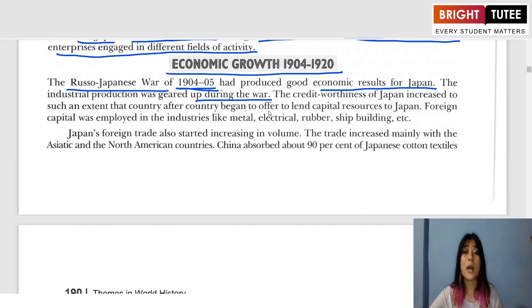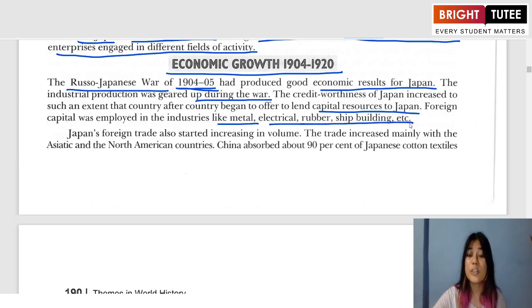They had to supply equipment, they had to manufacture tools to provide to the soldiers to fight. As a result, industrial production increased during the war. Industries grew to such an extent in Japan that foreign countries began to offer capital resources to Japan. Japan began to attract foreign capital, foreign investors. The foreigners began to invest in Japanese industries like metal, electrical, rubber, shipbuilding, etc. So this added to the economic growth and industrial development in Japan.